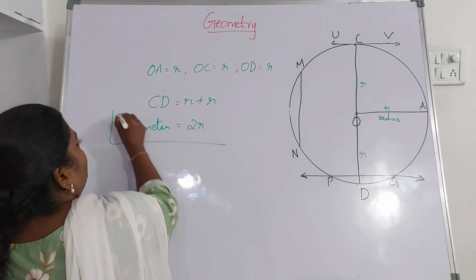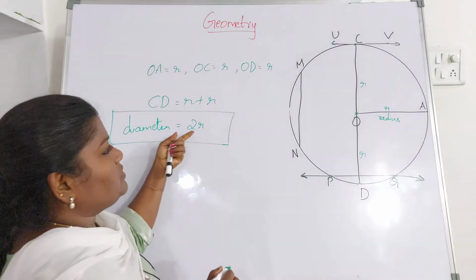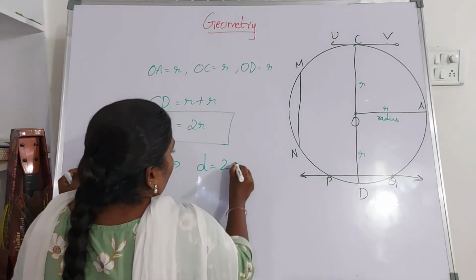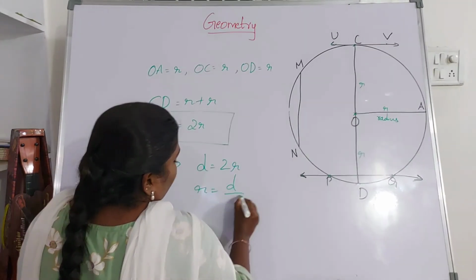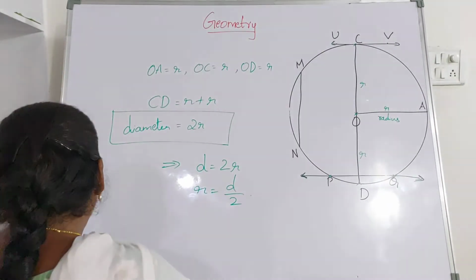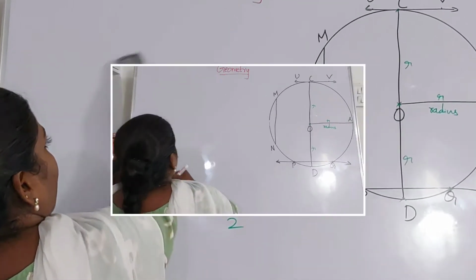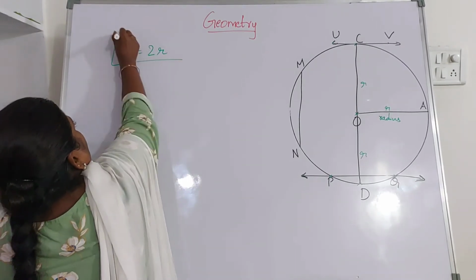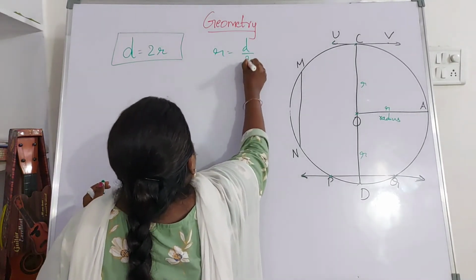So this is the formula to find out diameter when radius is given. When you need to find out diameter, you can use this formula. Now this can be written as D is equal to 2R. This can also be written as R is equal to D by 2. Now let me explain by giving an example.